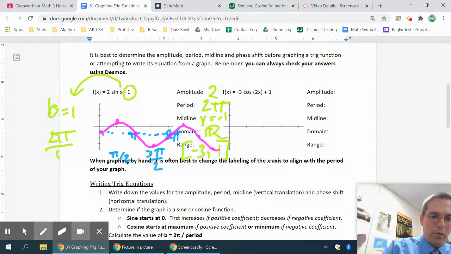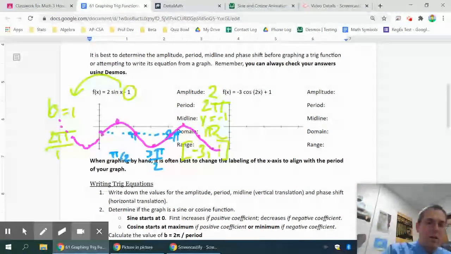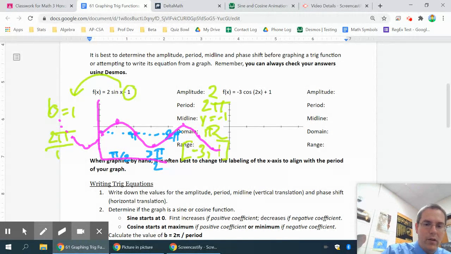You could even go backwards just by saying, oh, I'm going middle, top, middle, next thing in the pattern's bottom, back to middle, back to top, and so on. And you can fill that in on this side as well. But one cycle is sufficient as long as you have this part of your graph here, you'll get full credit.